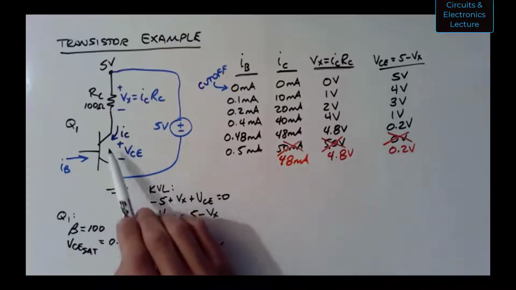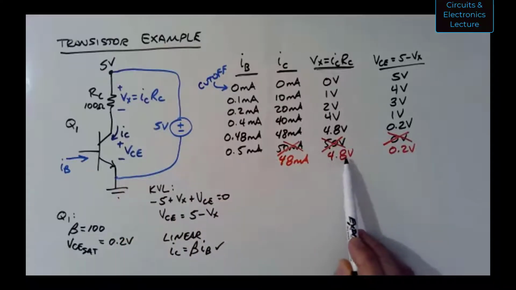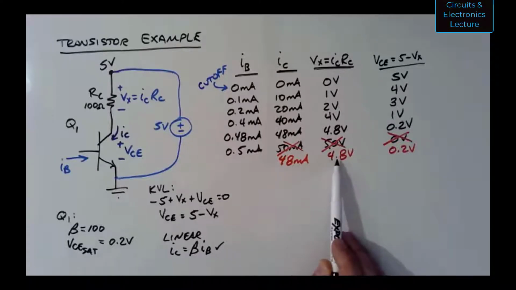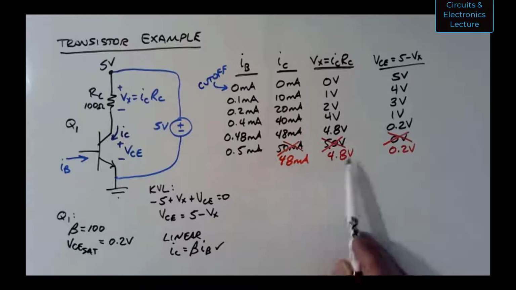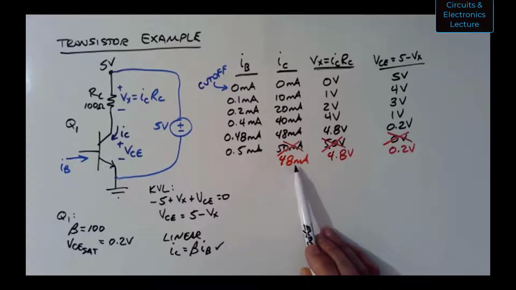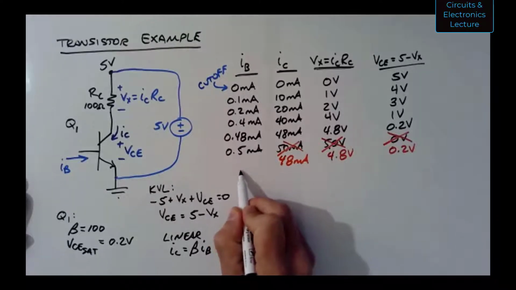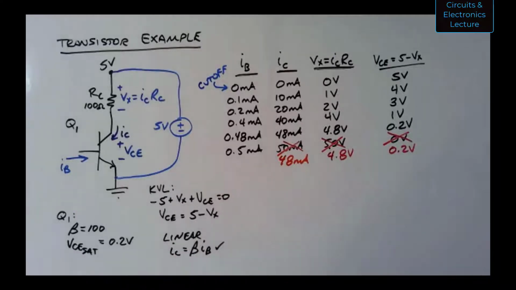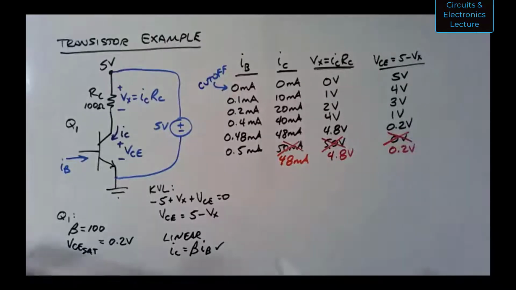You know that if you have 0.2 volts across VCE, then you must have 4.8 volts across the resistor. And then from that, you can use Ohm's law to calculate IC. So IC is actually not limited here by the transistor, it's limited by the resistor, because of Ohm's law. And so we increased to 0.5 milliamps and we only got 48 milliamps, which is less than you would expect using the linear equation. So I wanted to point out you could also put even more current in. Let's put 5 milliamps into this circuit, into the base.